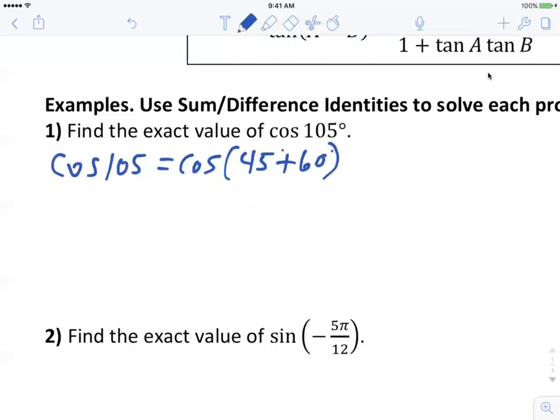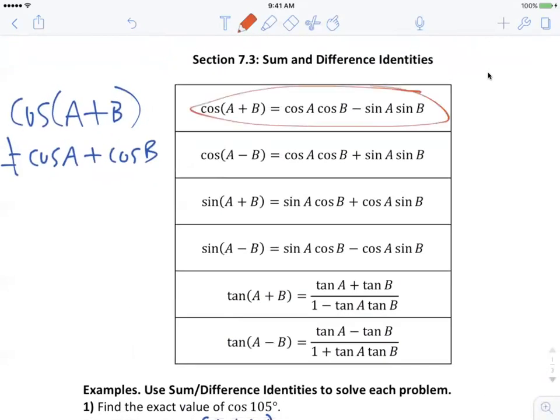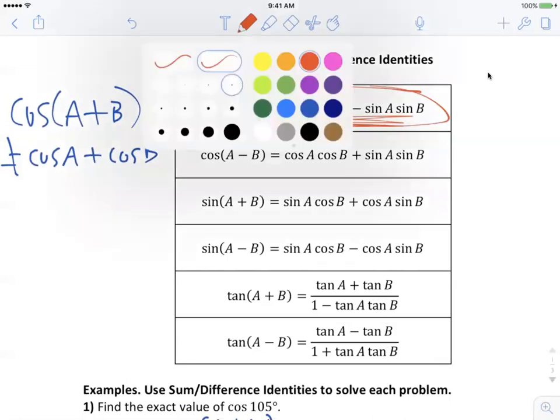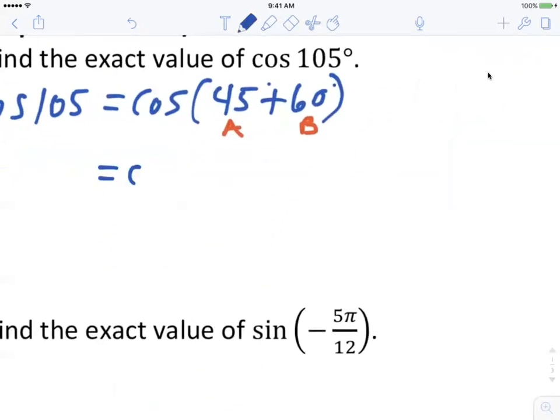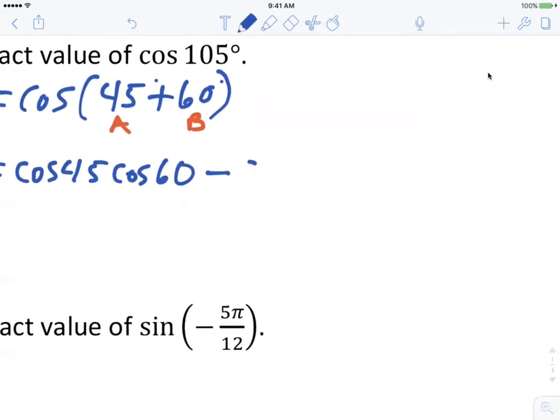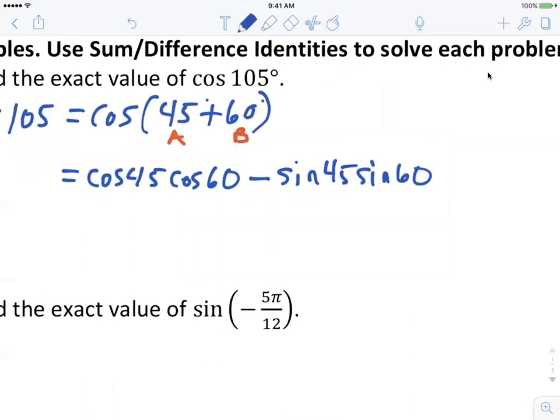Okay, so now I'm going to apply my identity, where here's your angle A and there's your angle B. Go back up to your identity, which is the first one on that list, and we're going to use this one right here. So I'm going to write this side. Let's do it. So this is going to look like cosine 45, so cosine of the first angle, cosine A, cosine of B, minus, it changes to a minus, sine of each one. And then now we're going to figure all those out.